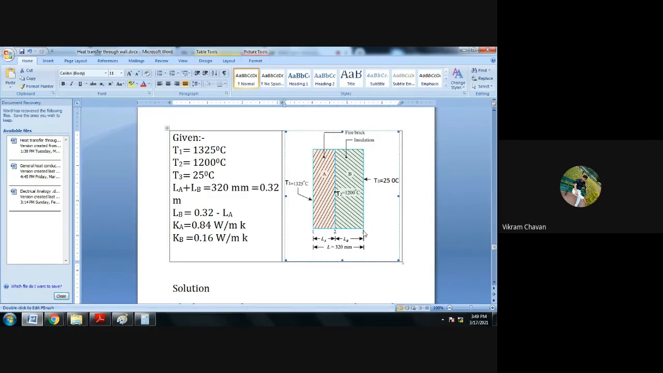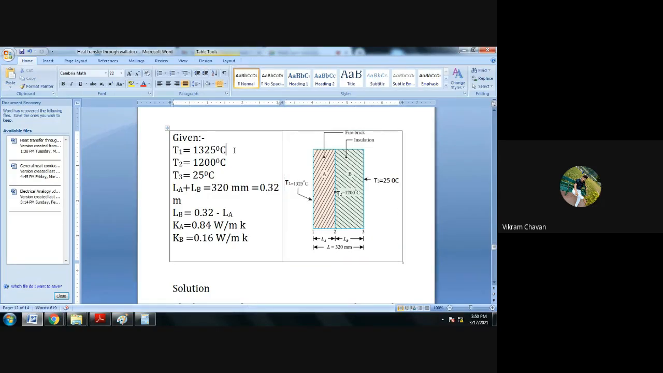In the given data, the maximum temperature of the insulating material is 1200 degrees Celsius. So the maximum temperature we will get at the start of the insulating wall. That temperature will be considered as the interface temperature between walls A and B, so T2 is equal to 1200 degrees Celsius. We have to determine the thicknesses LA and LB for the minimum heat loss, and next the heat transfer rate. These two things we have to determine.